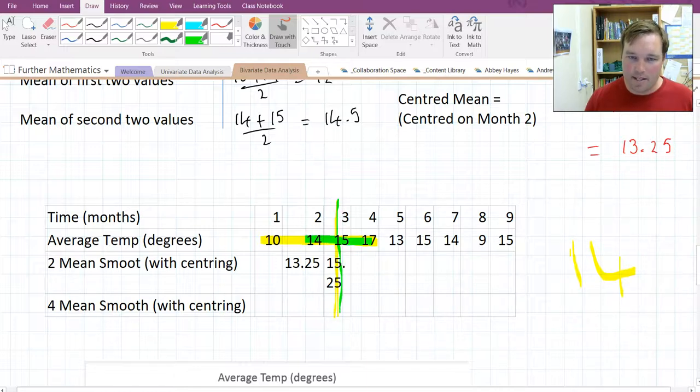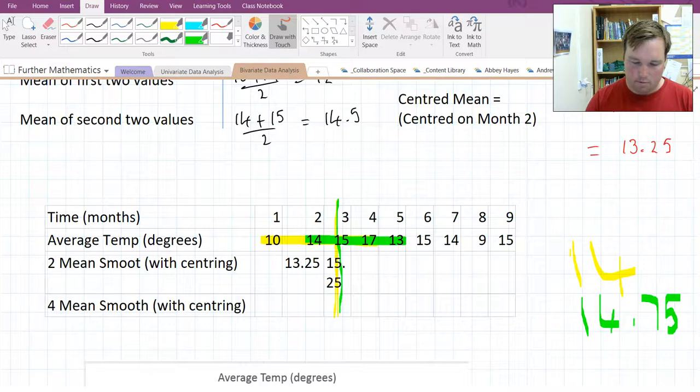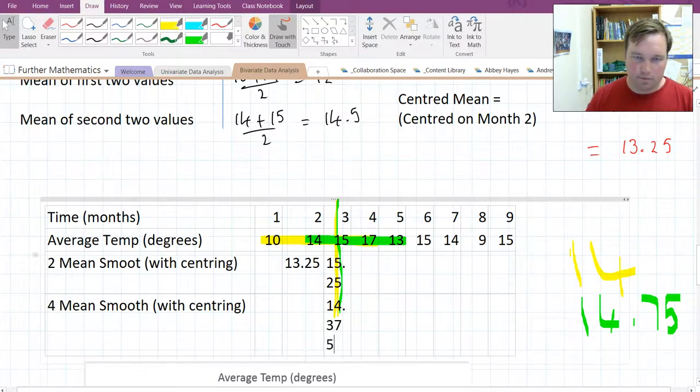Then, we're still centering on 3. We take these 4 and find the average of all of them. So the average of all of them would be 29 plus 17 plus 13 divided by 4, which is 14.75. Then we average those 2 for the value we're after, which becomes here 14.375.